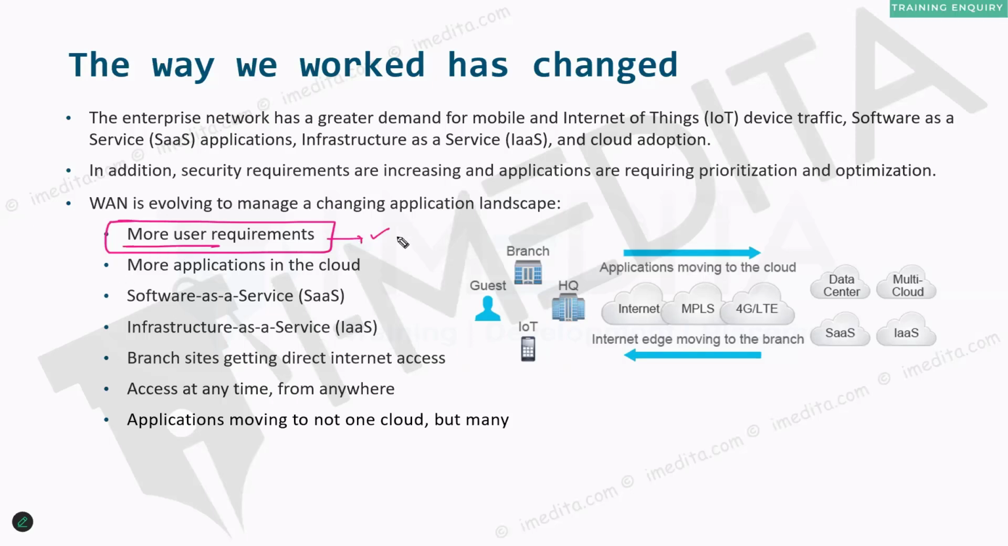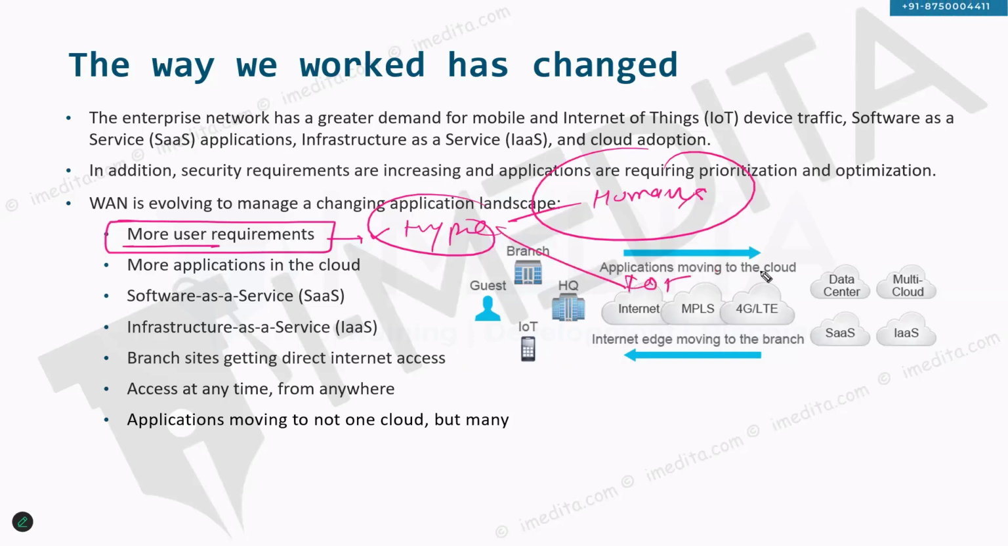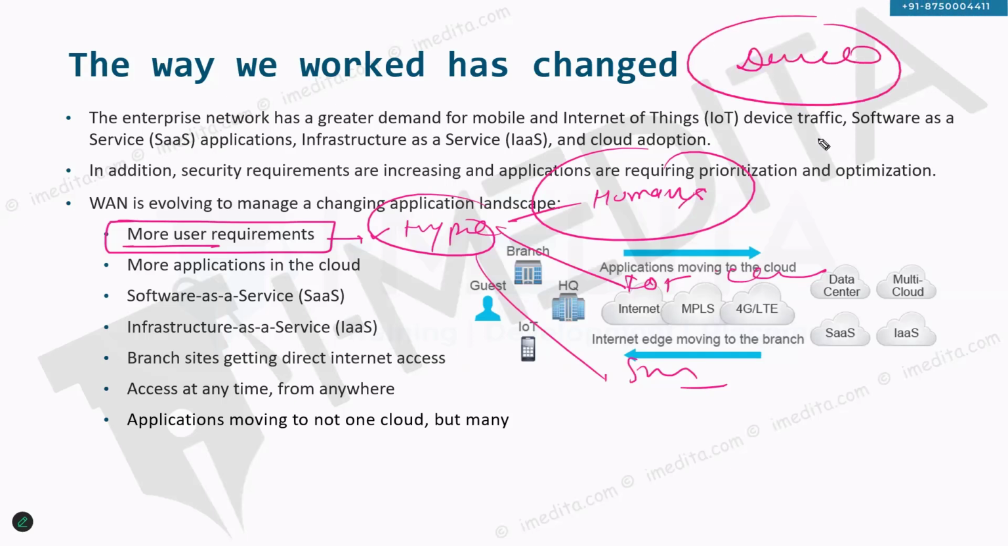Not only more users, but more types of users. Earlier, humans were the only users of the network, but nowadays we have IoT devices such as CCTV cameras, smart home devices, appliances, and all that. So not only humans, but devices communicating with devices. Devices also have become users of the network.